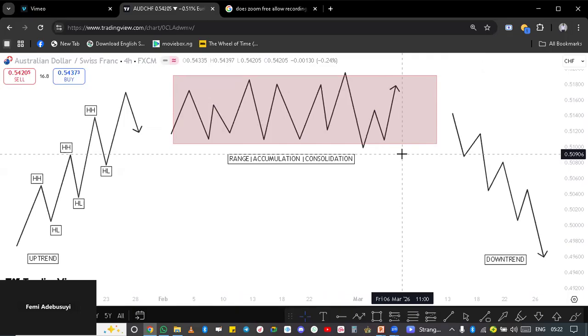There's no need to rush. Just wait. If you notice that price has been consolidating for a while, don't worry. Just take a back seat. In a matter of time, they will show you the direction. Then you can begin to leverage on that.